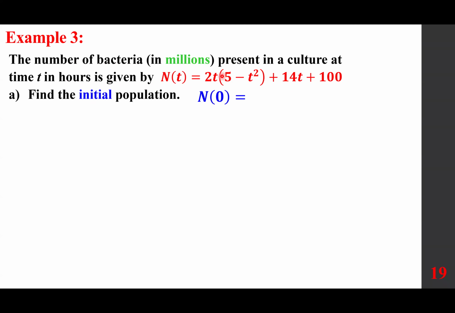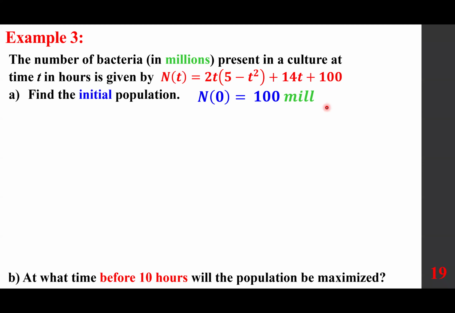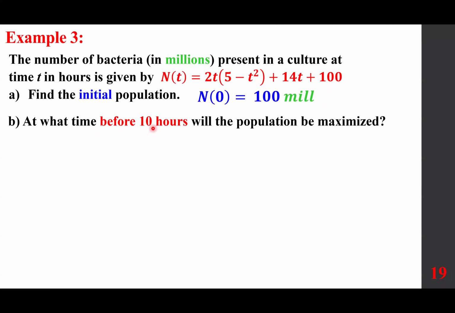And I hope you see if I plug in 0 here, because this is 2t, this goes to 0, this goes to 0, so we get 100 million bacteria. So that's elementary algebra. At what time before 10 hours will the population be maximized?